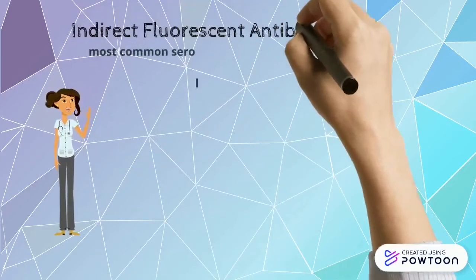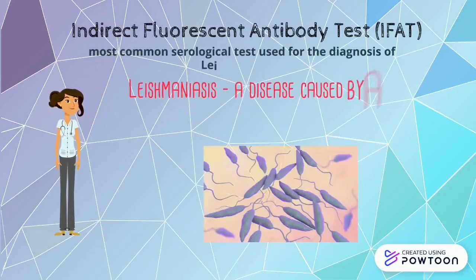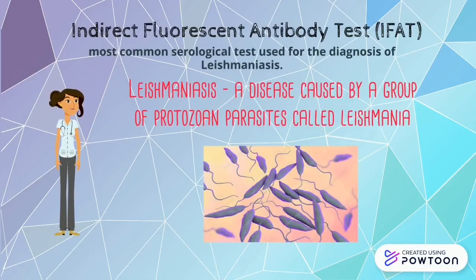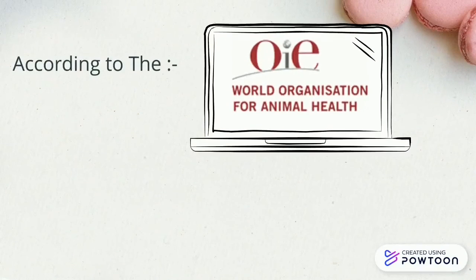IFAT has been the most common serological test used for diagnosis of leishmaniasis, a disease caused by a group of protozoan parasites called Leishmania, which affects poor countries like India, Bangladesh, and Nepal. According to the World Organization for Animal Health, the IFAT is one of the most suitable diagnostic tests for leishmaniasis.